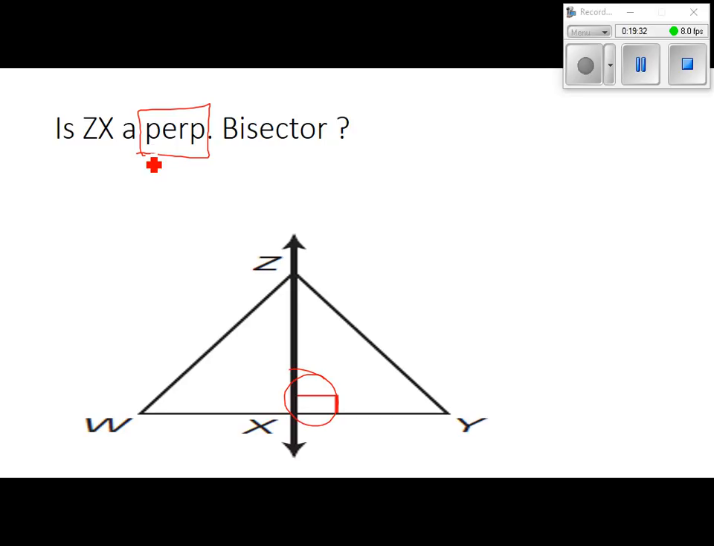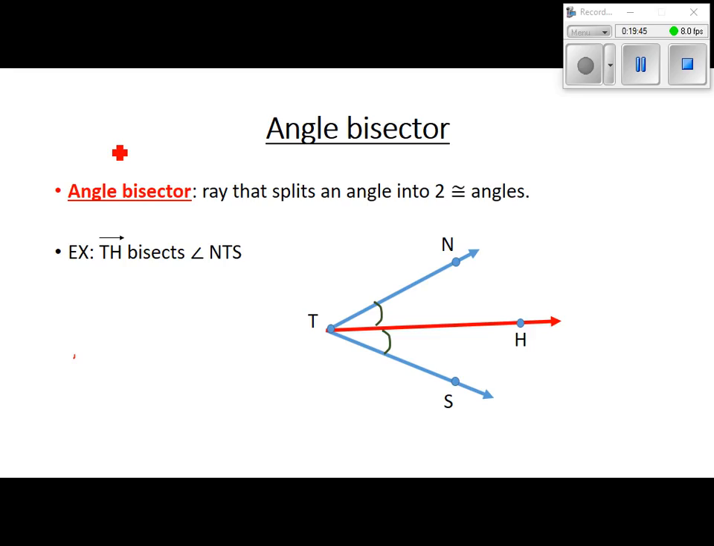So what two segments would we need to know are congruent to say it's a perpendicular bisector? Segment WX and segment XY. You've got to be careful. Don't just look at it and say it looks like the same as the other problem, so it looks like a perpendicular bisector. You have to have the information. All right, go ahead and write this down: angle bisector.